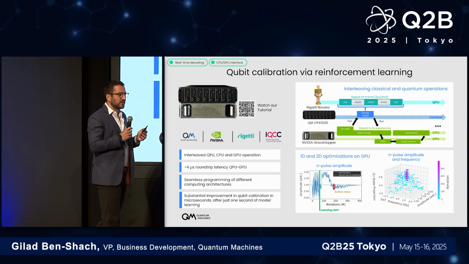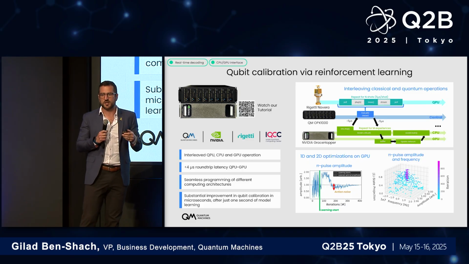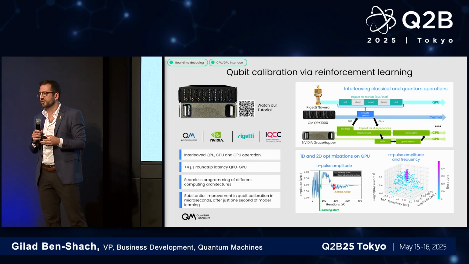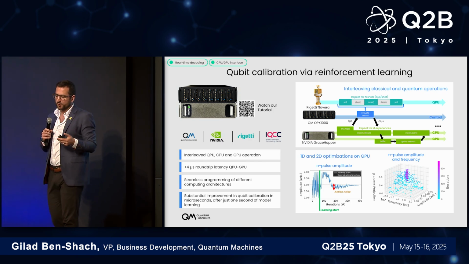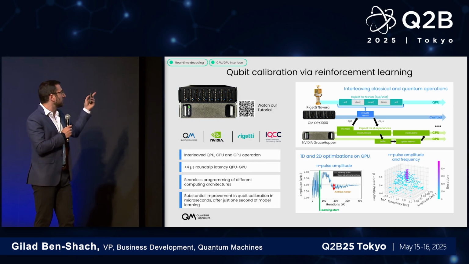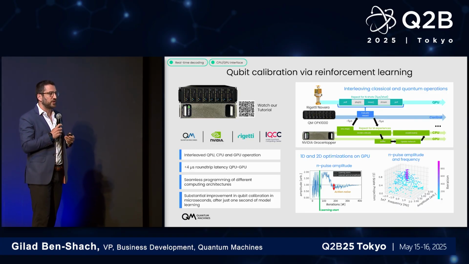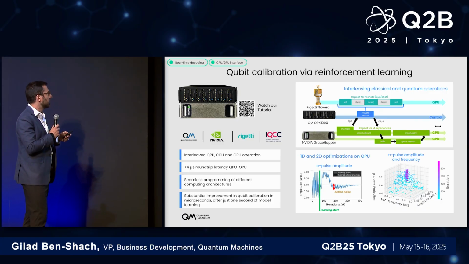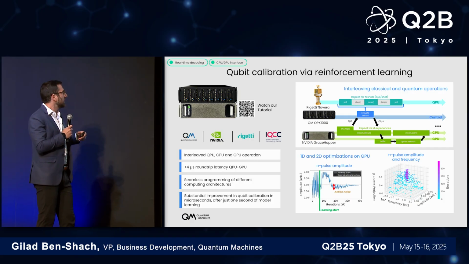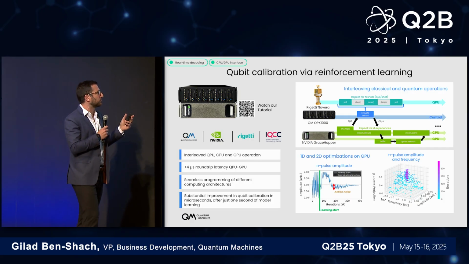To give you an example, the first example we've done of actually using this combined product was to do some reinforcement learning to improve the calibration of a single qubit. And so it interleaved the QPU, the CPU, and the GPU all working together. We leveraged the 4 microsecond round-trip latency, and we're able to do this all seamlessly to really improve performance.